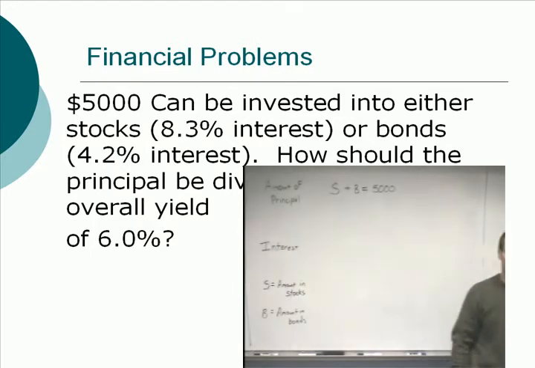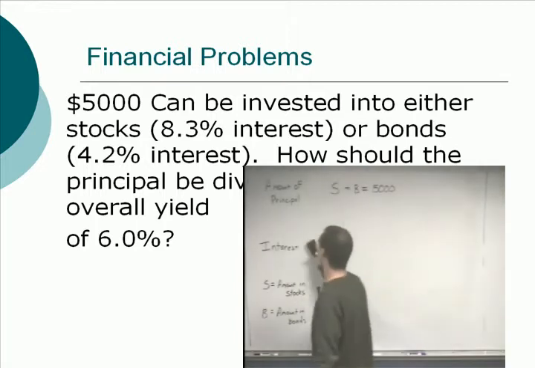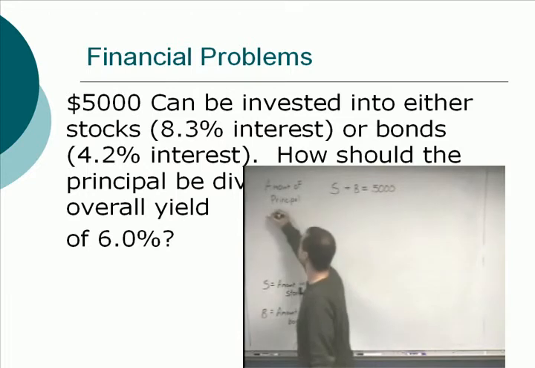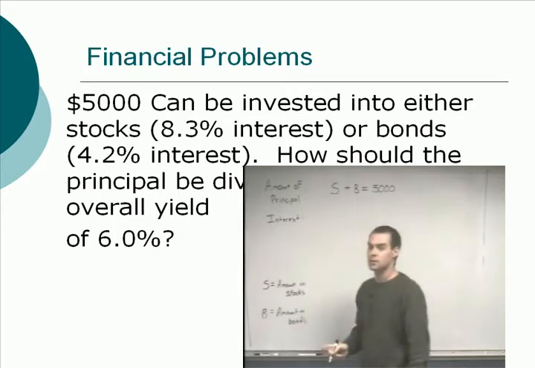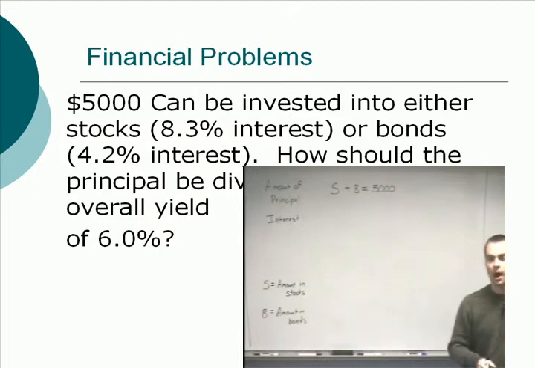Now we have to write one that involves just the interest. The amount of interest has to work out too. Just to save a little room, I'm going to write this up a little higher. So now just the interest. Let's take just the amount of interest off of the stocks. How much interest are we going to get off of the amount of money that we put into stocks? The total is going to be 6% of that $5,000.